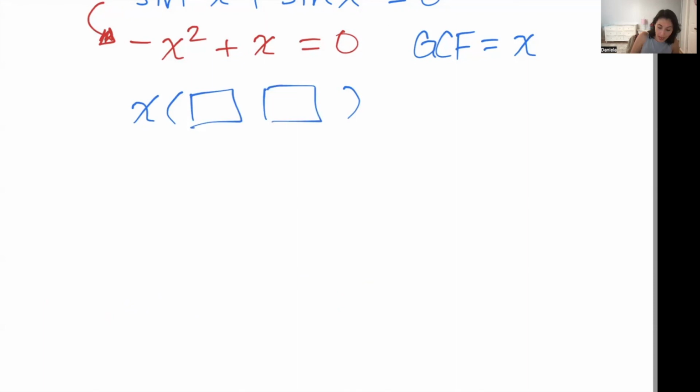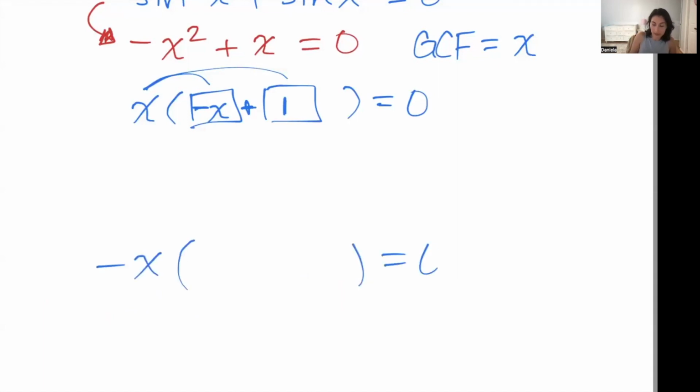Reverse distribute. X times what would give me a negative x squared? I'm going to need a negative x. And then x times what gives me a positive x? I'm going to need a plus 1, equals 0. If, let's say, you took out a negative x, I just want to show it for those people. What would happen is that the signs inside the parentheses would change. Instead of negative x, it would be positive x. And instead of plus 1, it would have been minus 1. So for each of them, you will get the same answer.